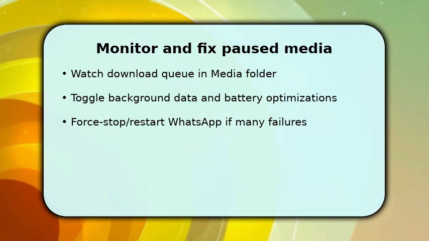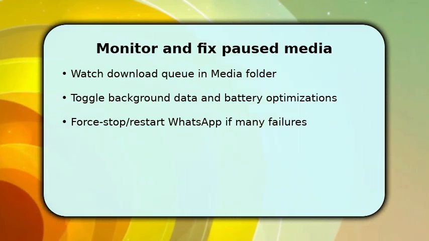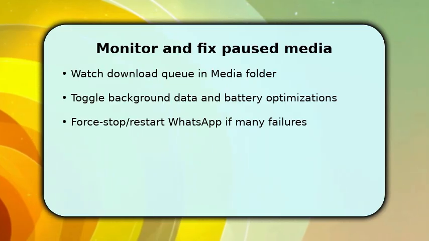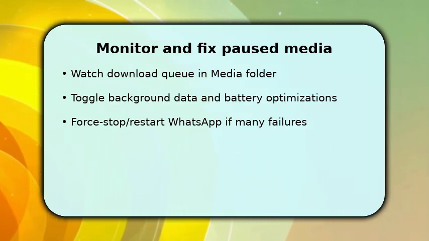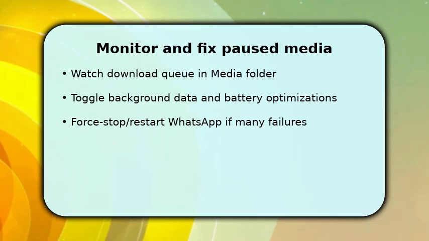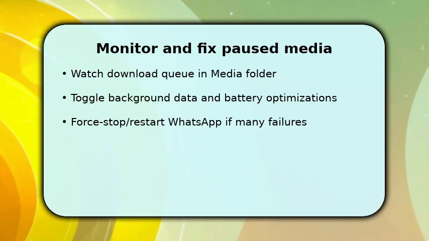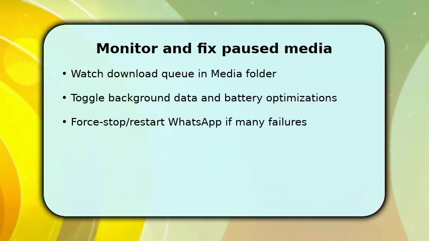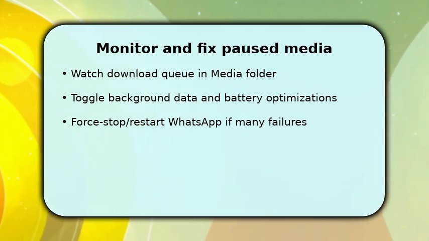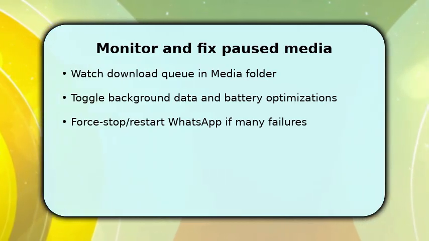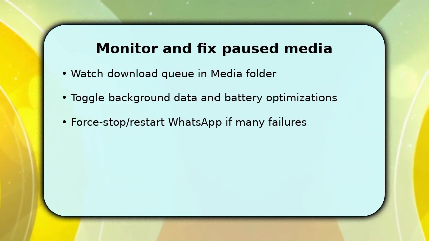If downloads pause, go to App Settings and enable background data and disable battery optimization for WhatsApp so transfers aren't throttled. Also check storage permissions and grant files and media access. If multiple items stay stuck, force stop WhatsApp, restart the phone, and reopen the app to resume. These actions unblock system restrictions that commonly pause large or numerous media files during restores.